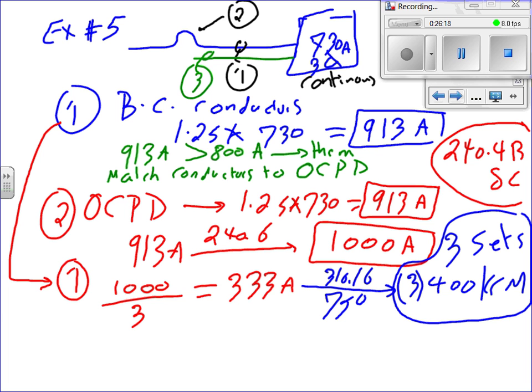Not 350, because the next amps is 333, the next one is 335, right? If you cross 335 amps, take it all the way to the first column, which is the KCM, that should give you 400, right? Right. Mr. Rabab? I have 350 here. You're in the 90-degree column.